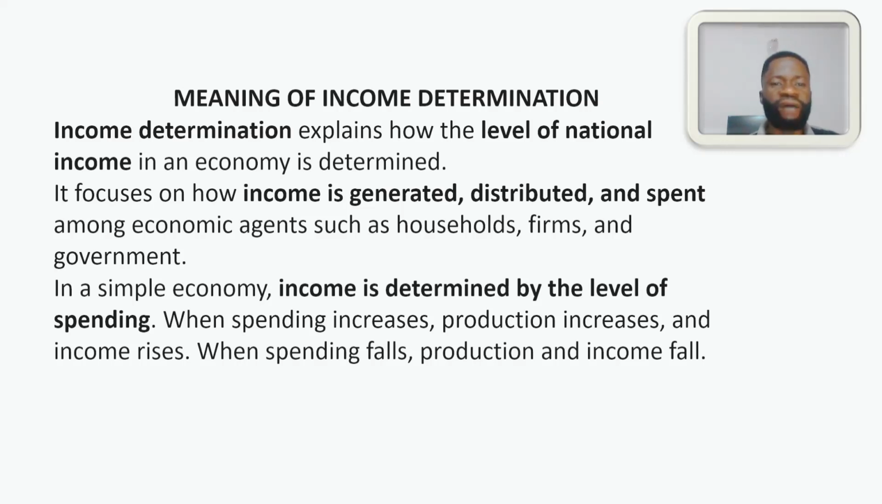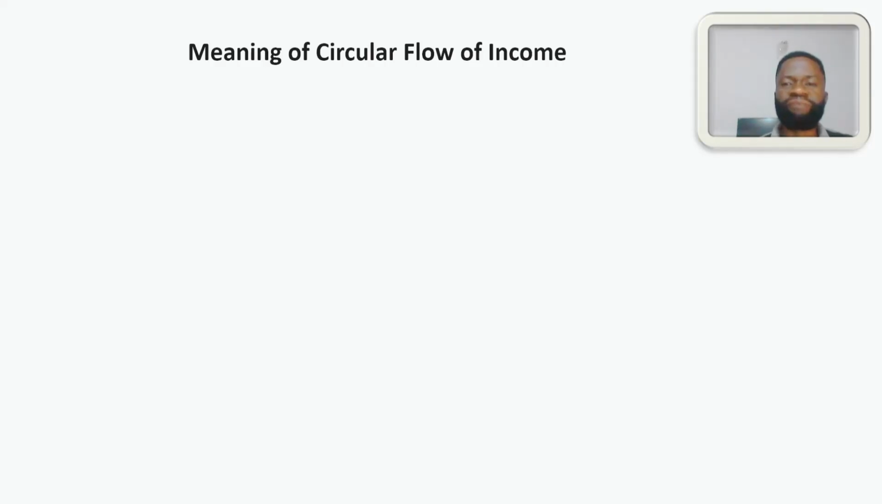Households provide factors of production such as land, labor, and capital, while firms use these factors to produce goods and services. In return, households receive income in the form of wages, rent, interest, and profit. So, in a simple economy, income is mainly determined by the level of spending. Now, let's look at the meaning of the circular flow of income.